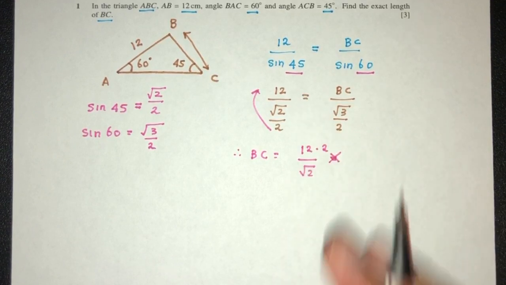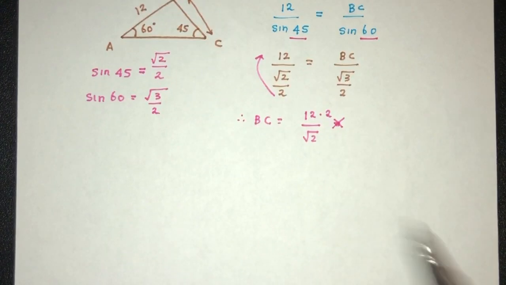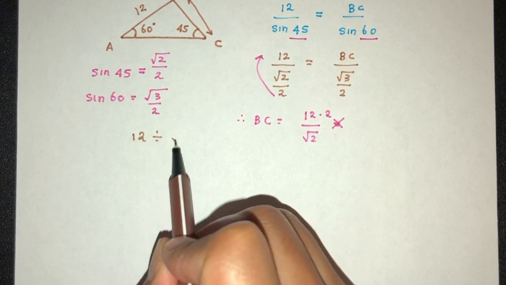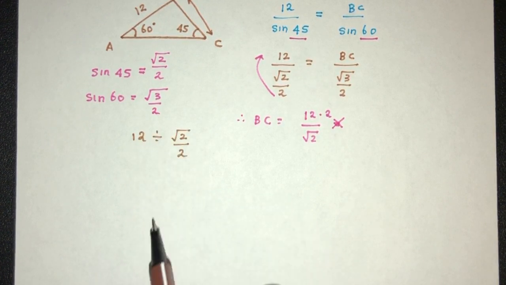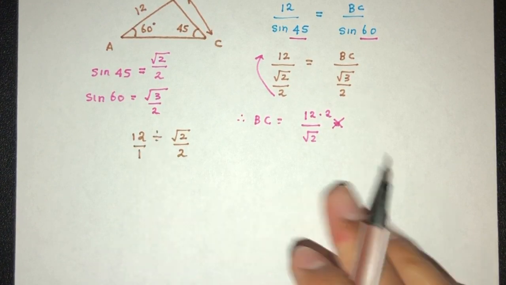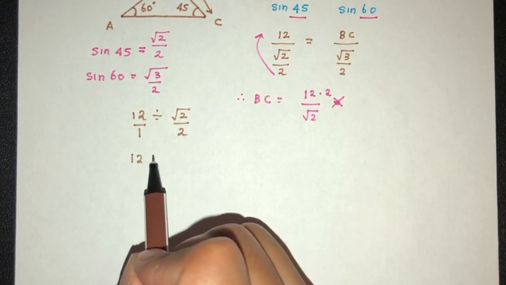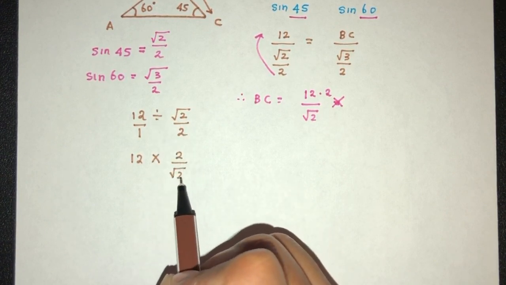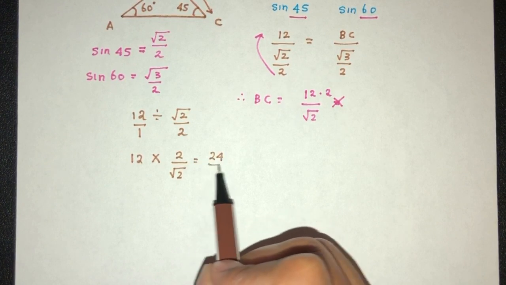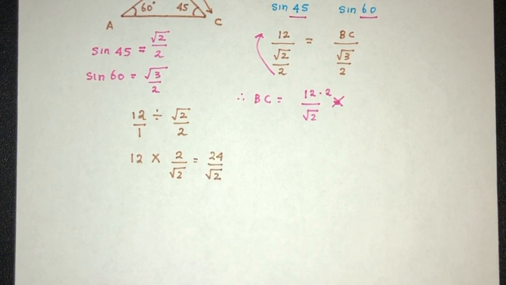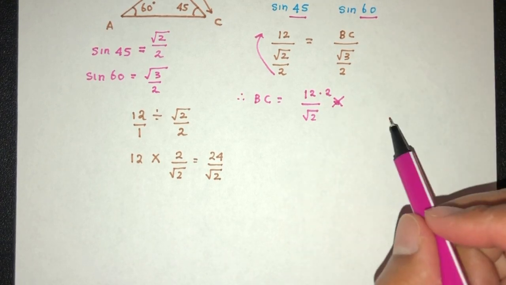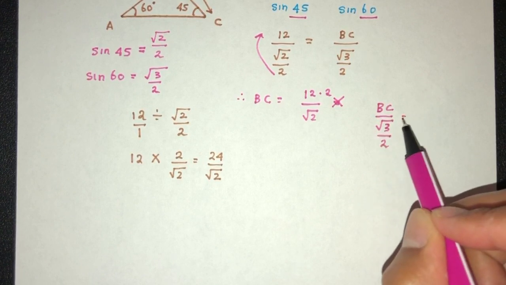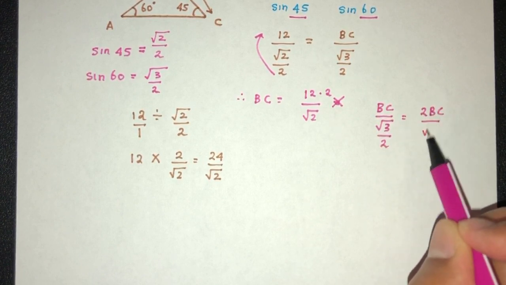So it might be confusing right now. Let me simplify it first, so we're not confused by this. At first I have 12 divided by root 2 over 2. Now we know when we have divide, we like to change this to multiply. So that will be 12 multiply, and when you change that to multiply, we have to flip this upside down. That will be 24 over root 2. That's the first one. Now for this one, I have BC over root 3 over 2, the same as 2 BC over root 3.